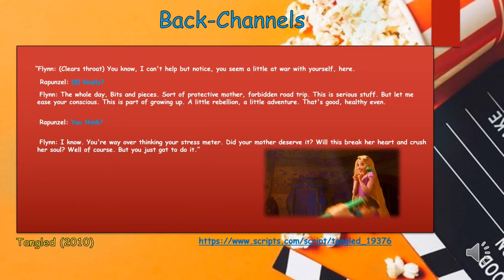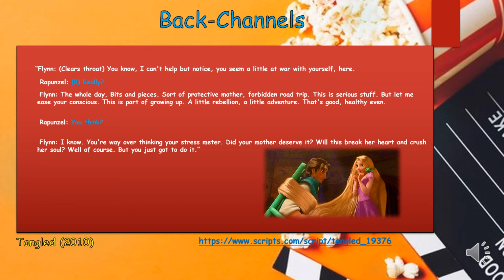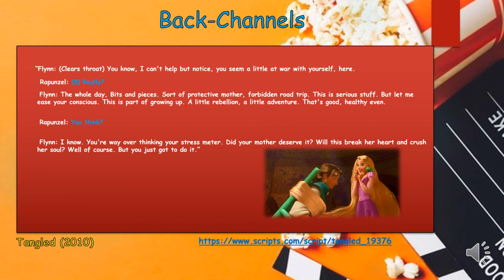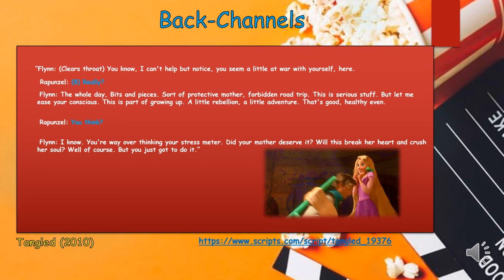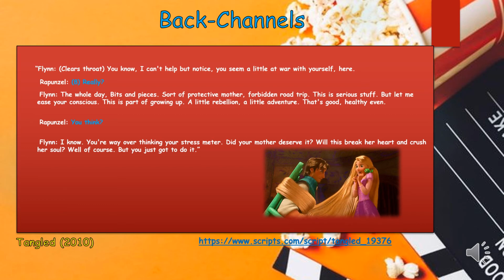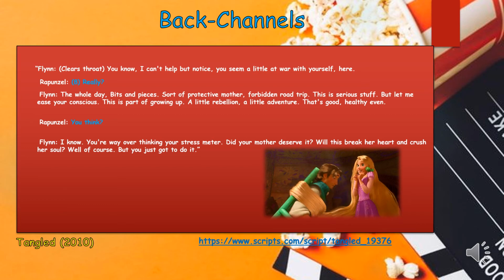This second example is from Disney's animated movie Tangled. Here Flynn Rider is telling Rapunzel his point of view about her relationship with her mother, and how her mother would react to Rapunzel escaping the tower. Rapunzel listens to him carefully and only responds with backchannels as she starts doubting that decision.